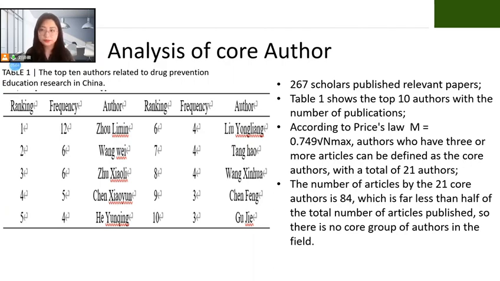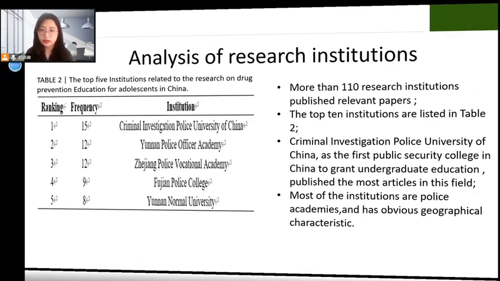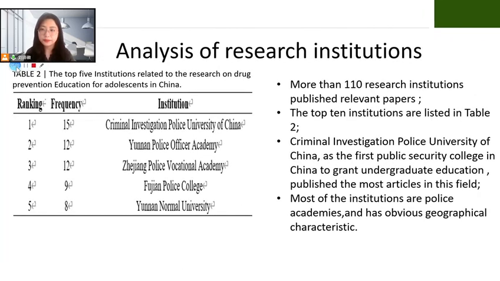field. Then is the analysis of research institutions, we got more than 110 research institutions, and the top 10 institutions are listed in the table 2.